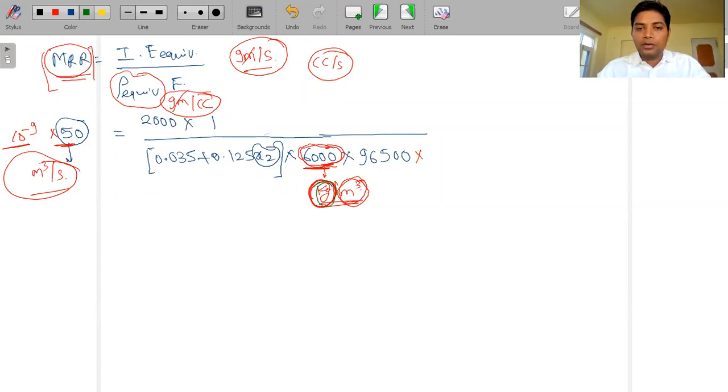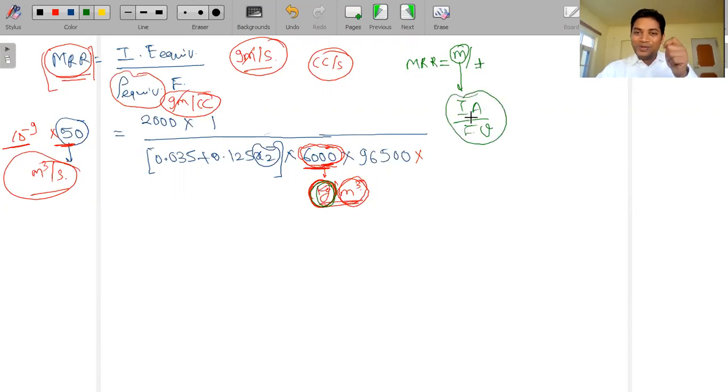Sir, why should it be in gram? Because that is a unit of weight only, Aman. When you calculated this material removal rate in the beginning, I told you that you are taking mass, and that mass depends on I A upon F into V. So you cannot calculate these values except as per the standard units.